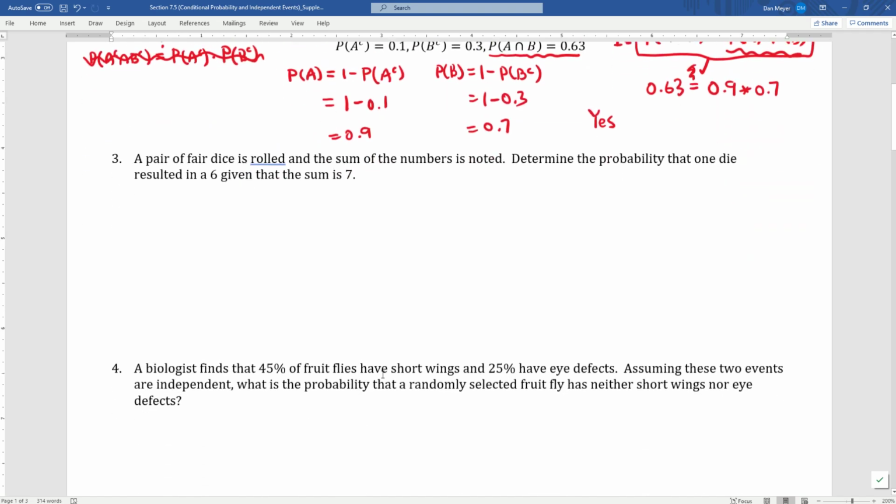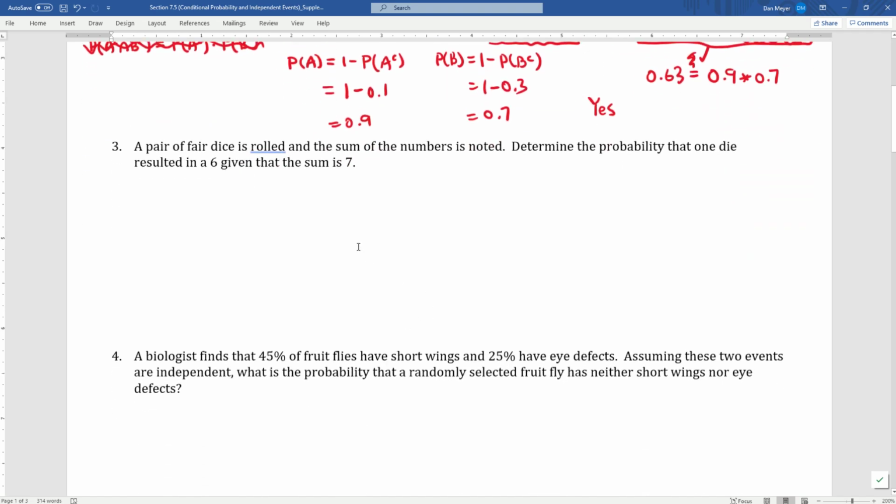For number 3, a pair of fair dice is rolled and the sum of the numbers is noted. So we're looking at what the dice add up to. Determine the probability that one die resulted in a 6 given that the sum is 7. So we have a conditional probability here.